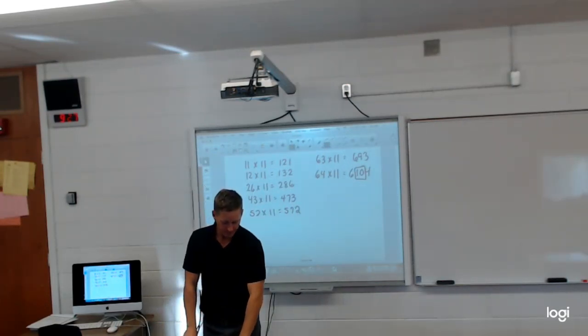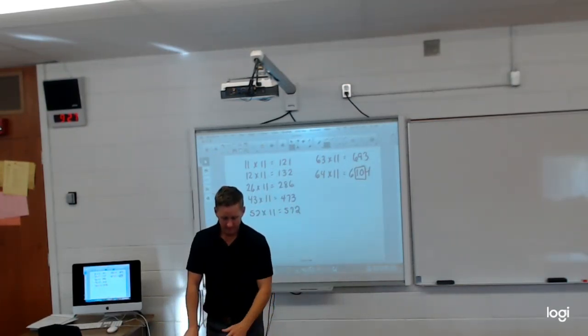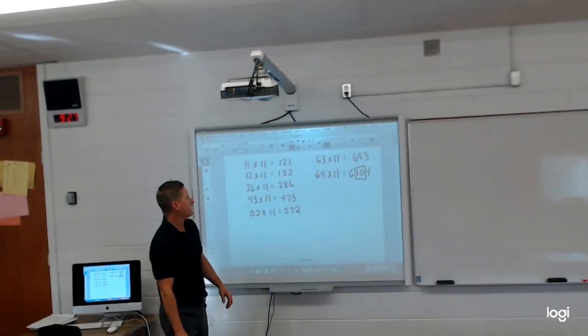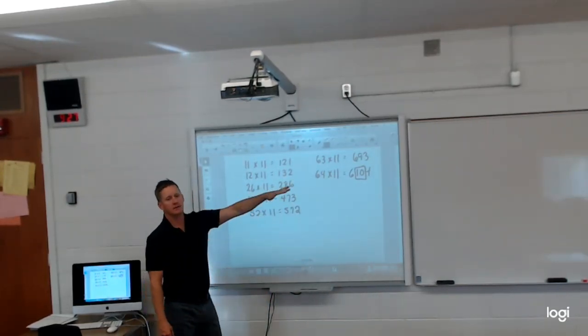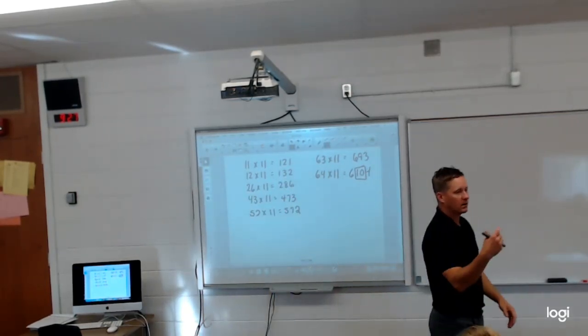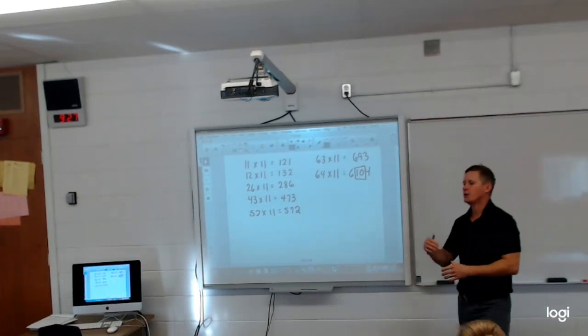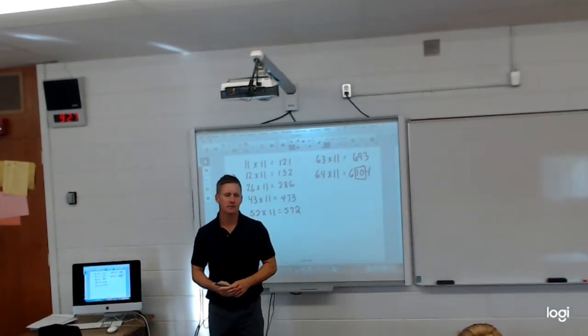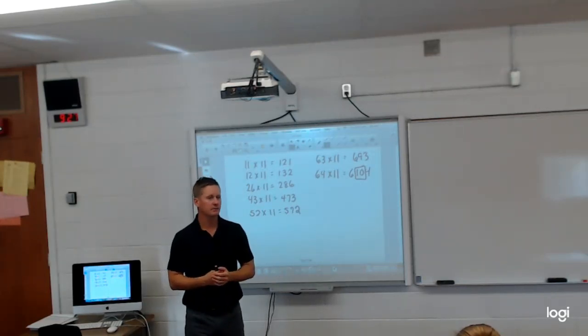Okay? Questions about that? So, conjecture, again, is a statement of what you think is happening. That's your observation statement. Your statement can be changed after you have taken in all the information. You can change that statement.